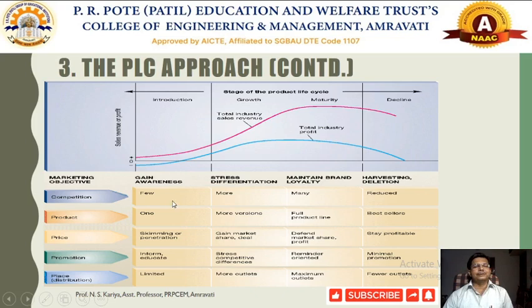So, due to these different stages of the product life cycle, different types of products as well as services can be manufactured by nations or companies and made available in different countries at different stages of the product life cycle.